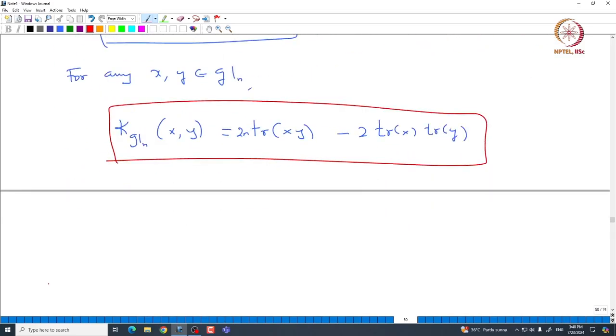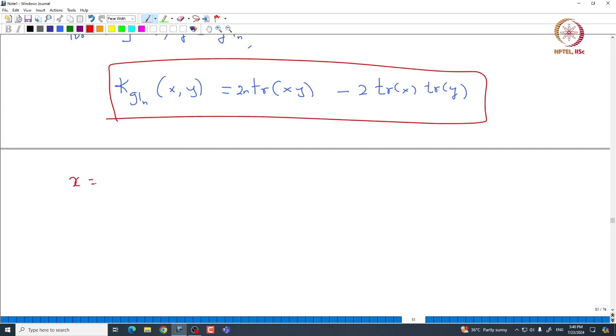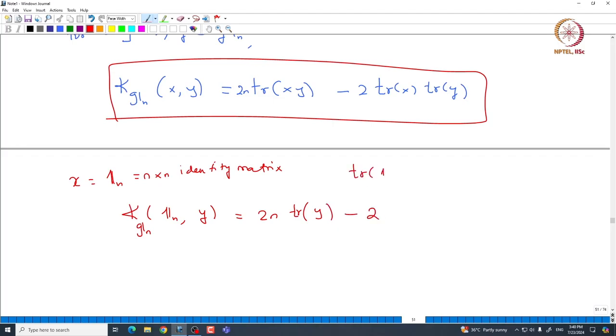Now if we take x being just the n by n identity matrix, then kappa of GLN of this 1n comma y, maybe just call it y, is 2n trace of y, then minus twice the trace of the identity, which is n, times trace of y. Again, this is 2n trace of y. So, this is going to be 0. This just kills all the elements y.